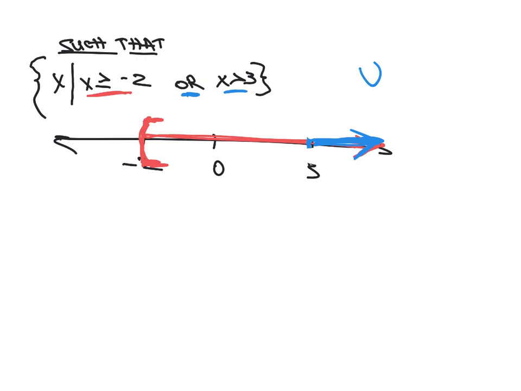We can write it in interval notation by putting a positive infinity there and a -2 there. Oops, I'm sorry, I wrote the interval notation with the wrong symbol here. So this is squared, meaning that it includes the -2.